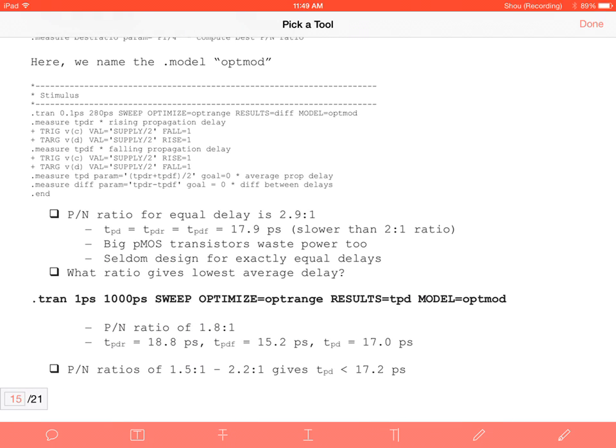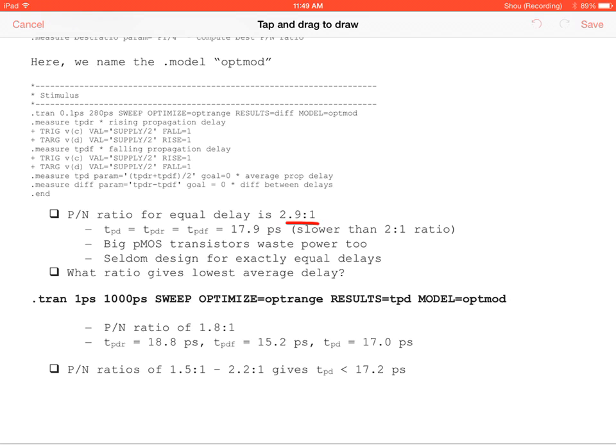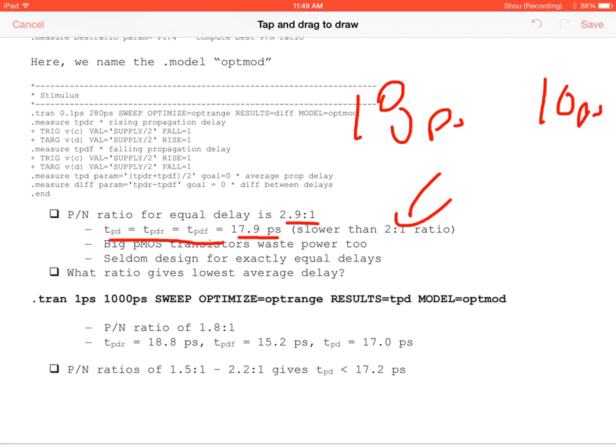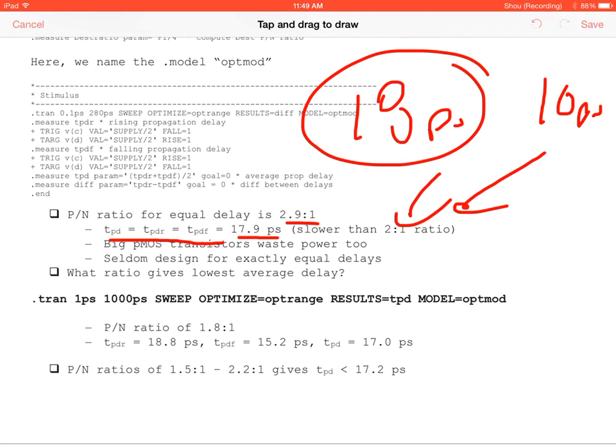So then these are the values that came out based on the textbook. The PN delay ratio is actually 2.9 to 1. And here the delay was 17.9 picoseconds, which is actually slower, because we had 18 picoseconds and 16 picoseconds, so we ended up having a slower delay. It was very close. So what happened is we ended up raising the ratio from 2 to 1 to 3 to 1 and slowed our circuit down.